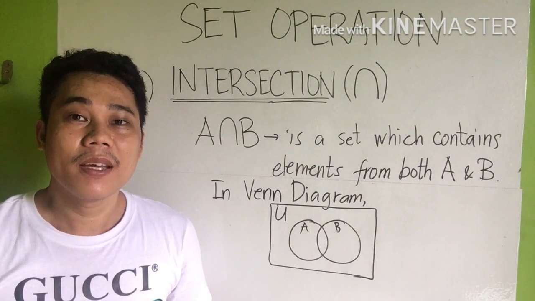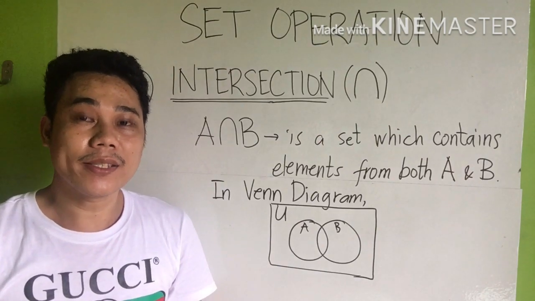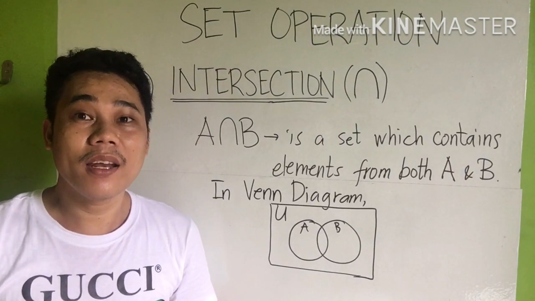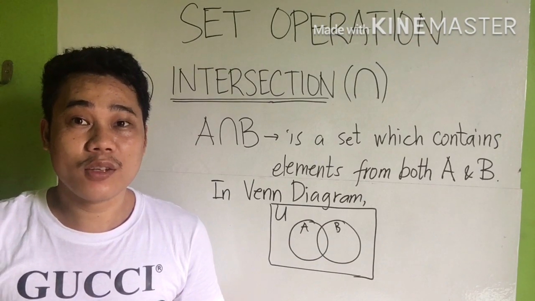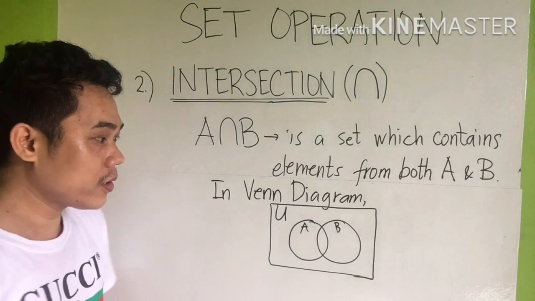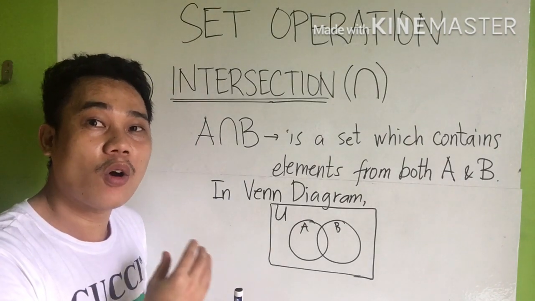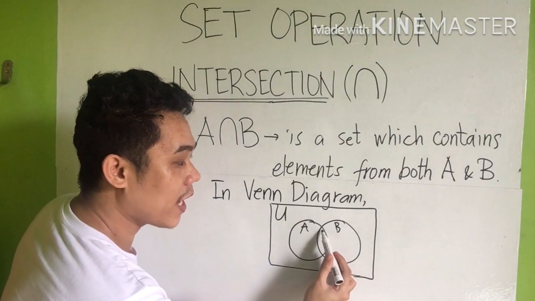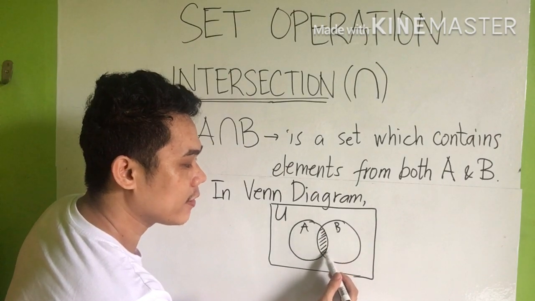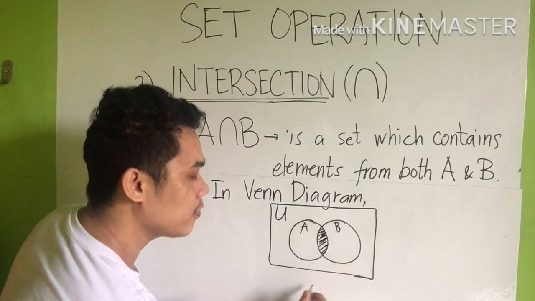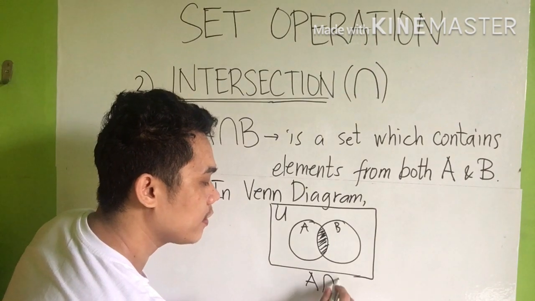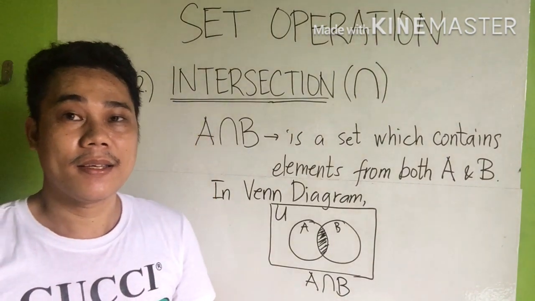In Venn diagram, saan kaya dito yung A intersection B? Na-discuss ko na yan nung nakaraang lecture video. So, saan nga yung A intersection B or yung common sa A at saka common sa B? Dito yun sa gitna na part. So, ito yung A intersection B.